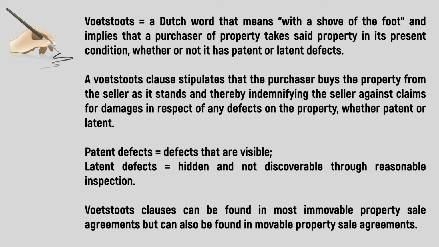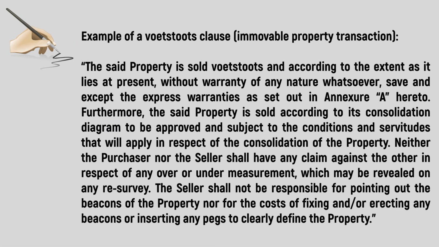and thereby indemnifying the seller against claims for damages in respect of any defects on the property, whether patent or latent. Patent defects are those defects that are visible, whereas latent defects are hidden and not discoverable through reasonable inspection. Voetstoots clauses can be found in most immovable property sale agreements, but can also be found in movable property sale agreements. An example of a Voetstoots clause in respect of an immovable property transaction is the following.